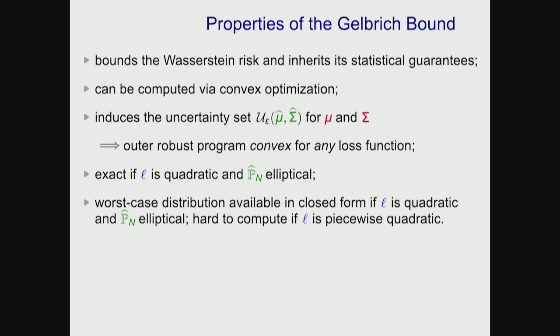One can prove that the Gelbrich risk coincides with the Wasserstein risk, so it is exact if L is a quadratic function and the nominal distribution is elliptical. So that means the third bound, the Gelbrich bound, is also tight in this setting. The worst-case distribution is available in closed form if L is quadratic and the nominal distribution is elliptical, but it is hard to compute in a more general case where L is piecewise quadratic.